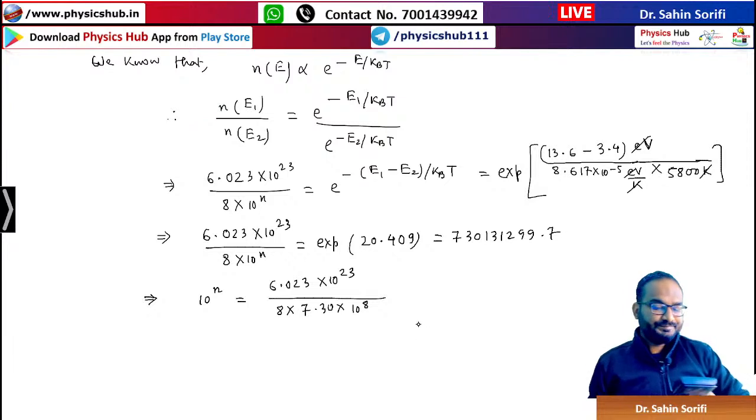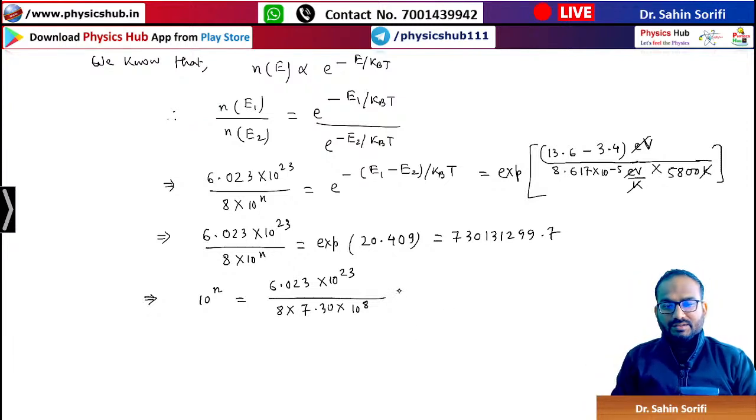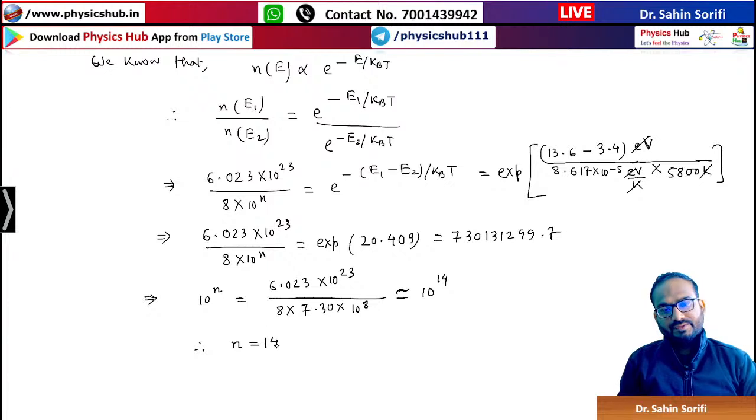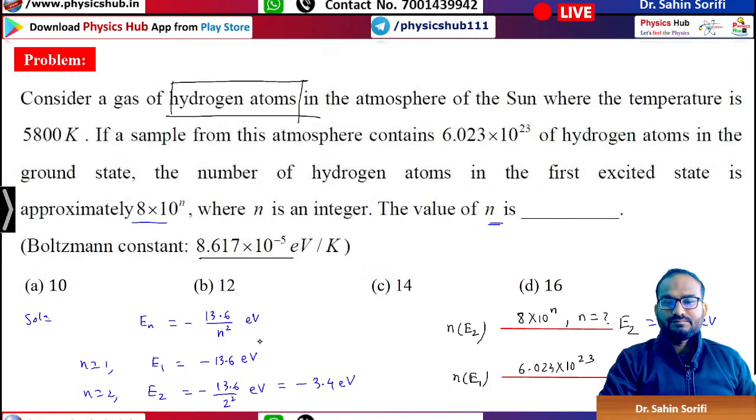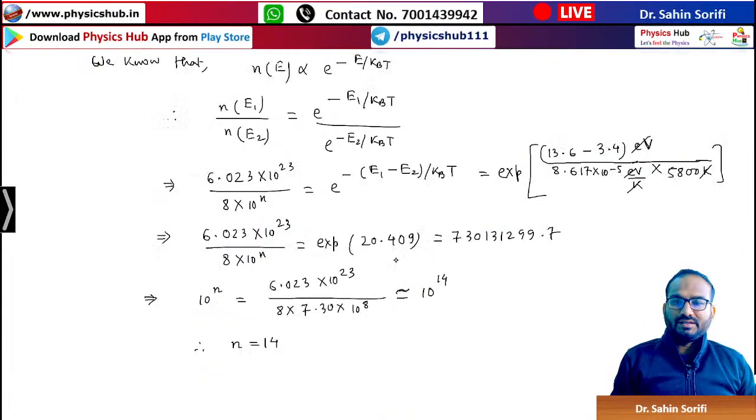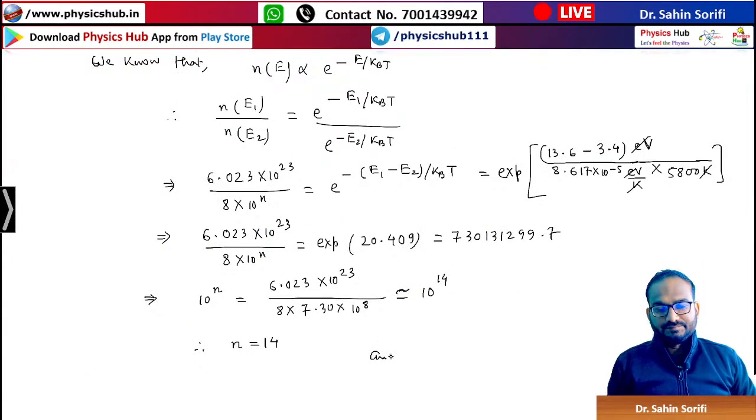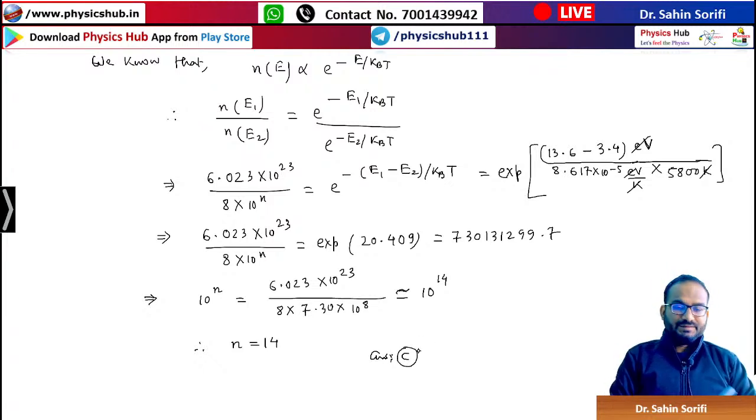What are you getting? I'm approximately getting it. Approximately, we can write 10 to the power 14. So by comparing, n is 14. You will get it eventually. I have just calculated. n is 14.